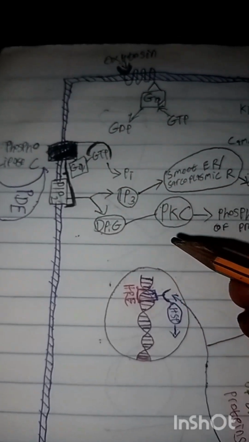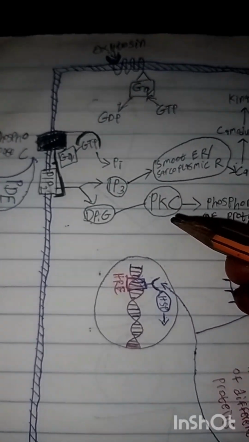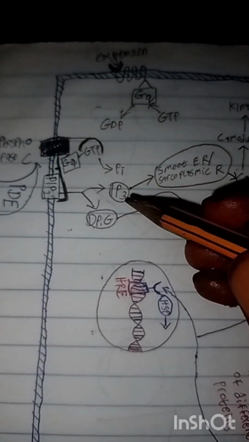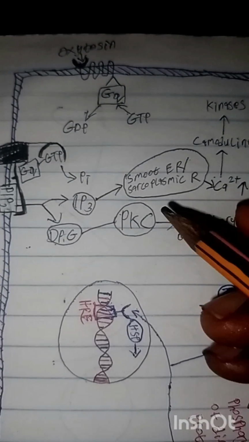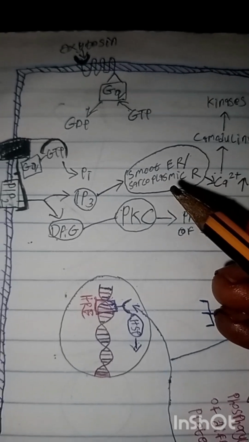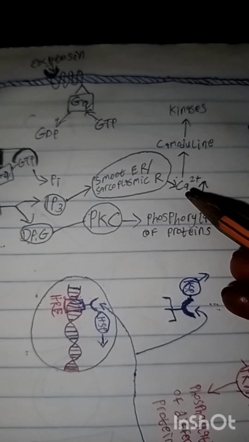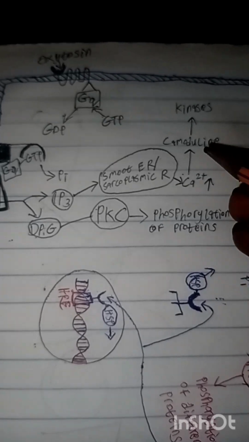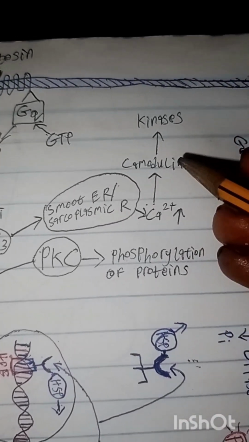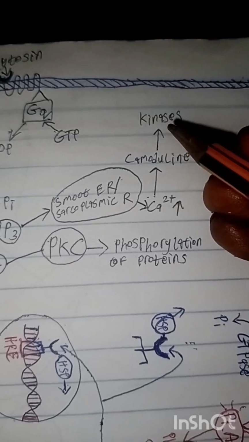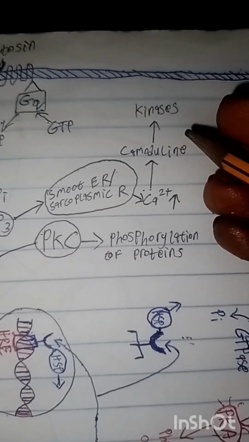Now, DAG activates protein kinase C, which does the same work as protein kinase A, so it will start phosphorylating different proteins. Also, this IP3 goes to the smooth endoplasmic reticulum, or the sarcoplasmic reticulum if you're talking about muscle cells. Once it goes there, it causes the release of calcium. The calcium increases in the cytoplasm, which then binds with calmodulin, forming a calcium calmodulin complex. This complex then activates different kinases, which phosphorylate different proteins to carry out the function.